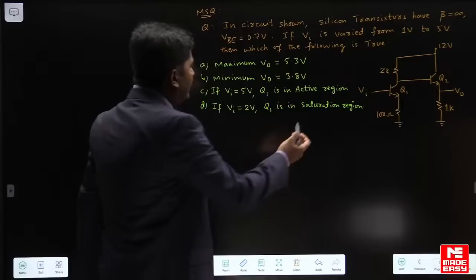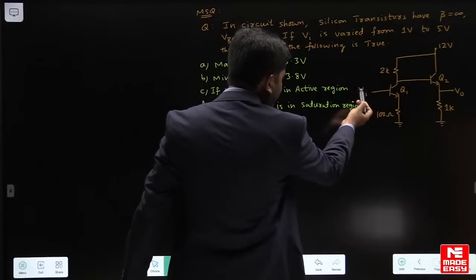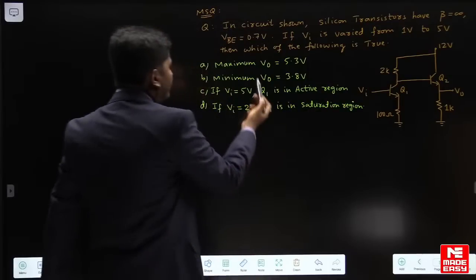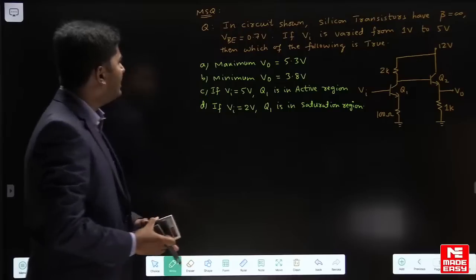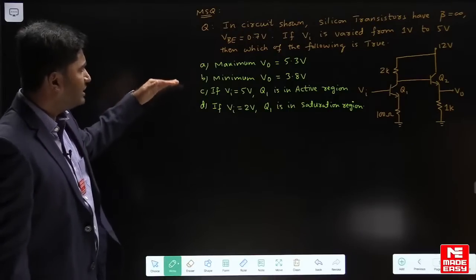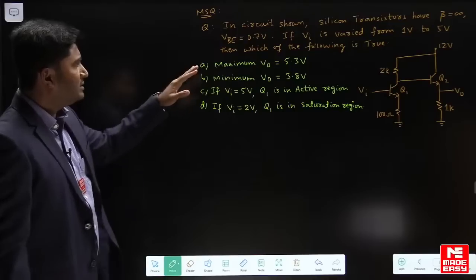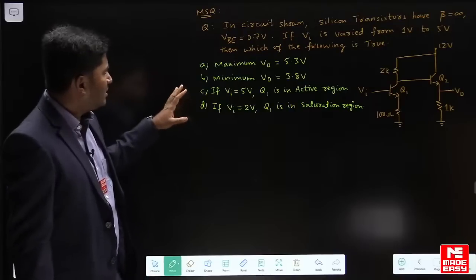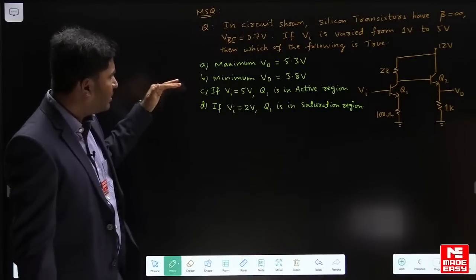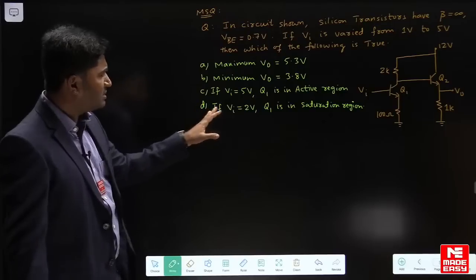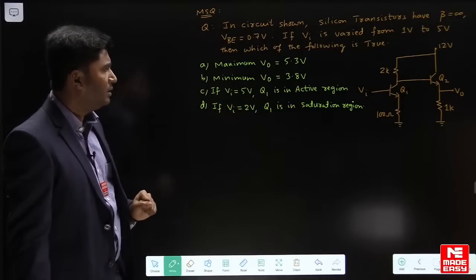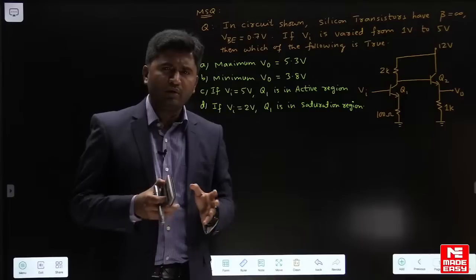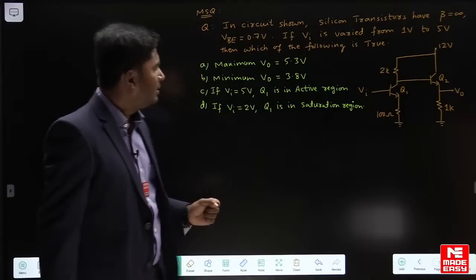And it is told that the input Vi is varied from 1 volt to 5 volt, then which of the following is true? This is again an MSQ, where more than one option can be correct. Input is varying here from 1 volt to 5 volt, and the options are about maximum V0, minimum V0, and also about some operating region. I have included multiple calculations in a single question to give you an overall idea.